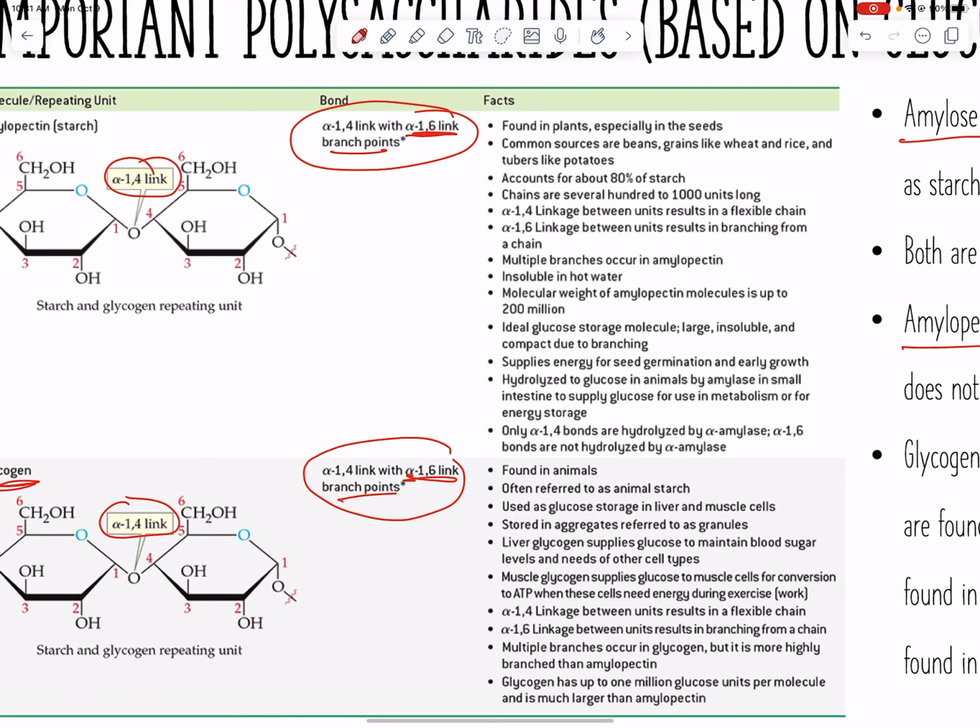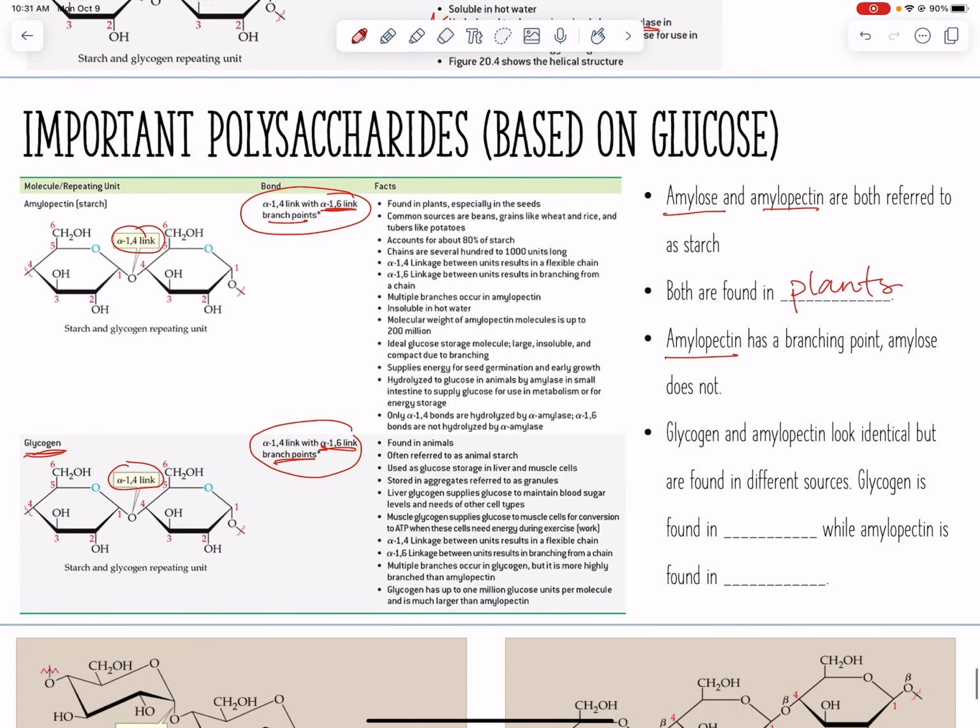So I'm going to talk about that in a second. Those are the branch points. Carbon-6 is a branch point. We'll point that out in a second. Okay, glycogen and amylopectin look identical, but they're found in different sources. Glycogen is found in animals. They're found in us, in our liver. Amylopectin is the stored form of starch in plants.